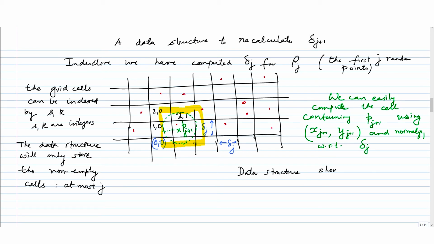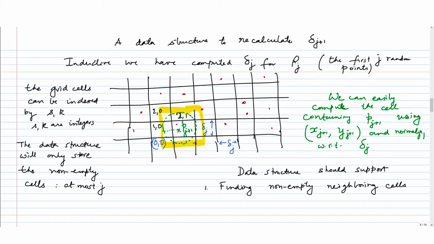should support finding non-empty neighbors. Given a cell, I should be able to find the non-empty neighboring cells. We are only storing the non-empty cells. Empty cells are never stored. So how quickly can you find the non-empty neighboring cells, and how many neighboring cells are there?